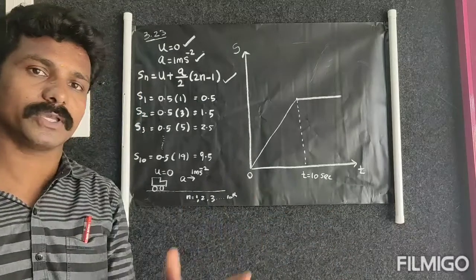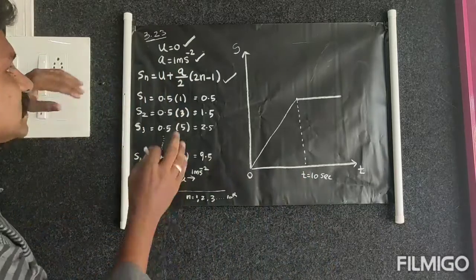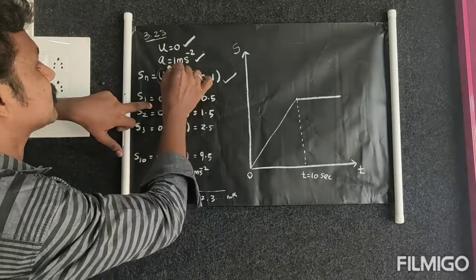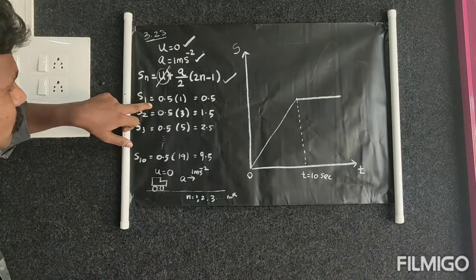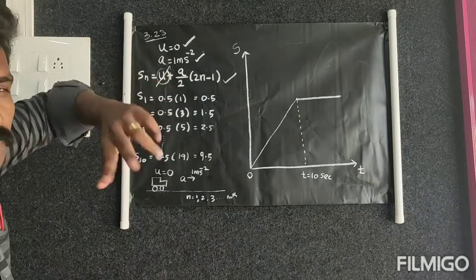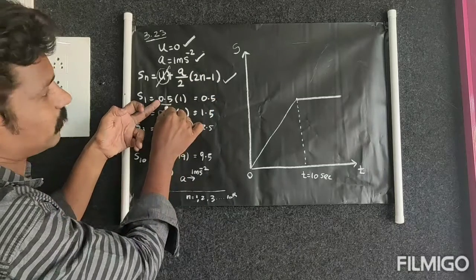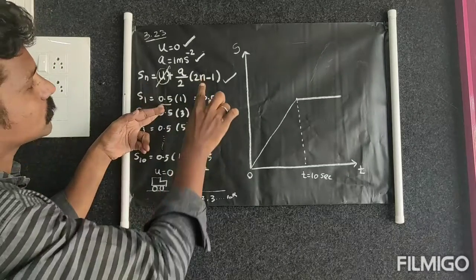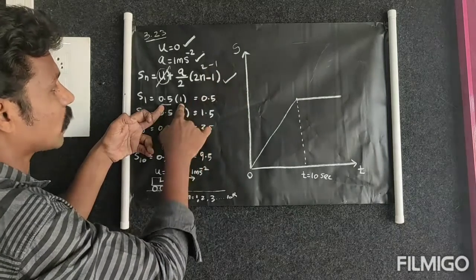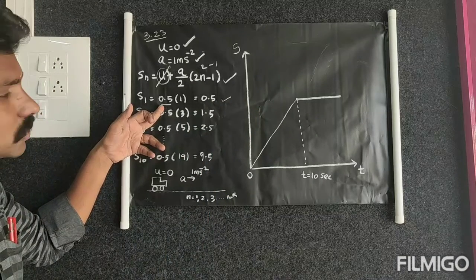So for the first second, S1 equals, since the initial velocity is 0, we forget that term. The value of a is 1 meter per second square, so a by 2 is 1 by 2, that is 0.5. Then n equals 1, so 2 into 1 is 2, 2 minus 1 is 1. So 1 into 0.5 equals 0.5.